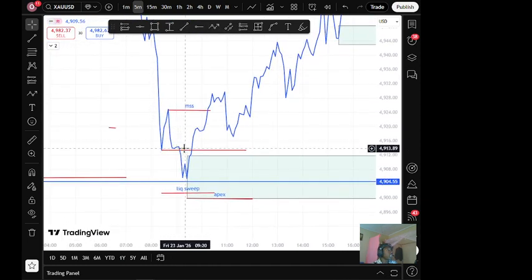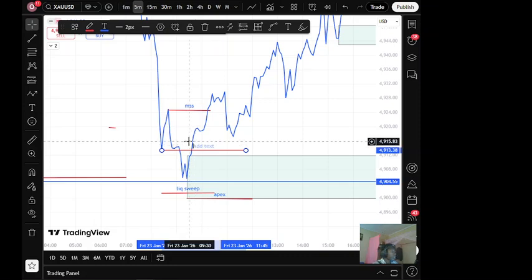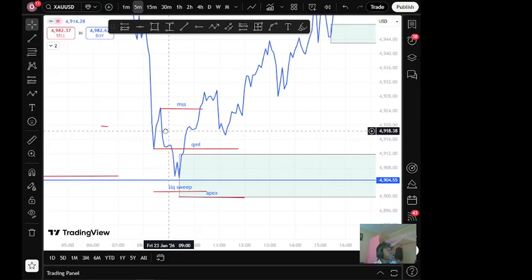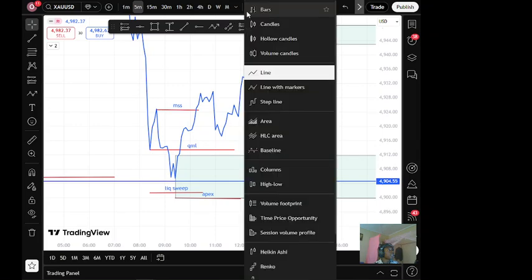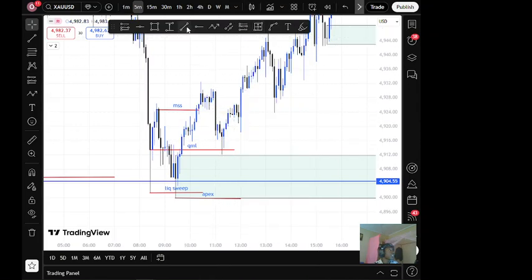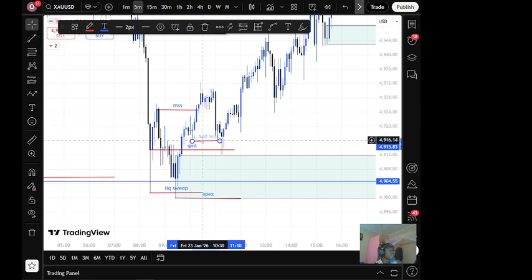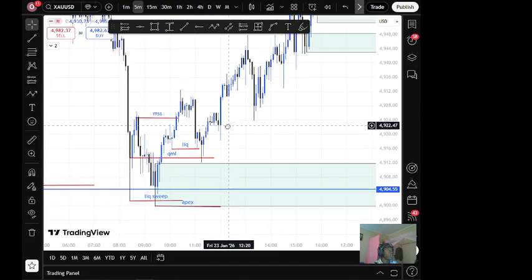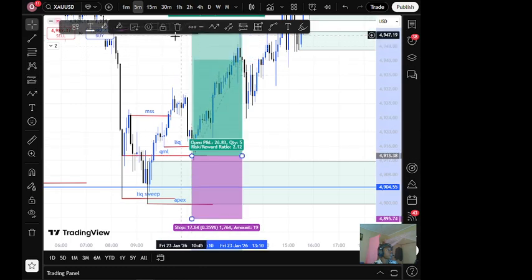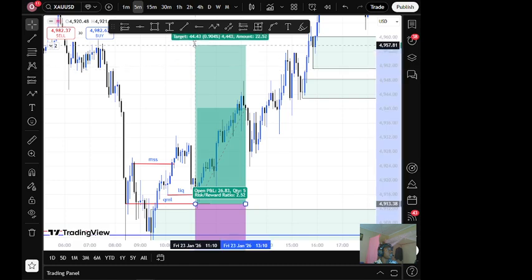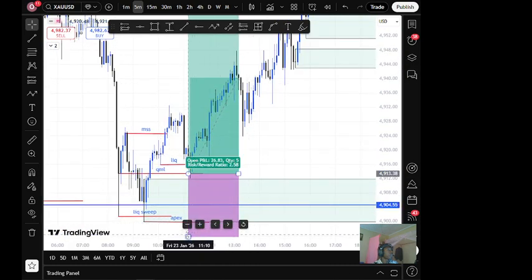So you'll see the QML, and there's a liquidity resting at this point. You see how this thing is so easy. There's a liquidity resting at this point. So I personally took the trade from here. I was targeting this point here. Stop loss below this low.